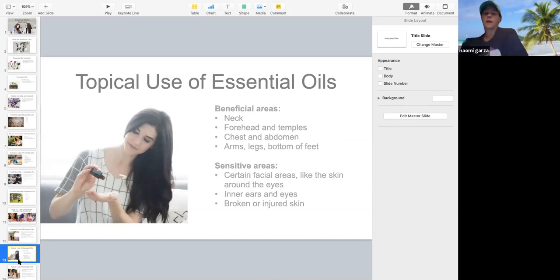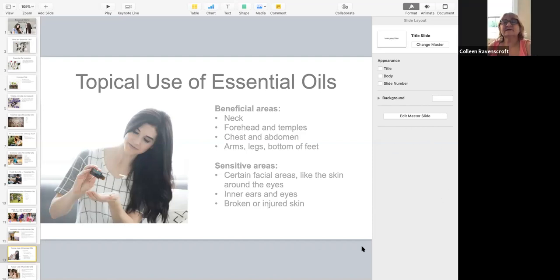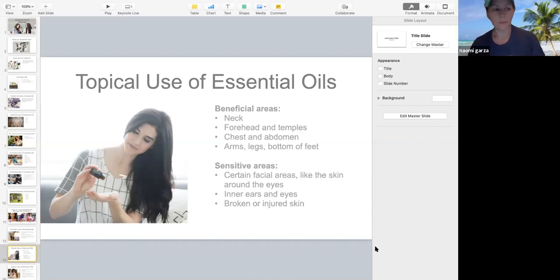So topically, let's talk about that. The ones for pain right now. So Deep Blue. Colleen, have you gotten experience using Deep Blue yet? You have to unmute. Wait, you're not unmuted. I don't think I can unmute you. There you go, you unmuted yourself. Does that work? Yes. Tell me about your experience with Deep Blue.